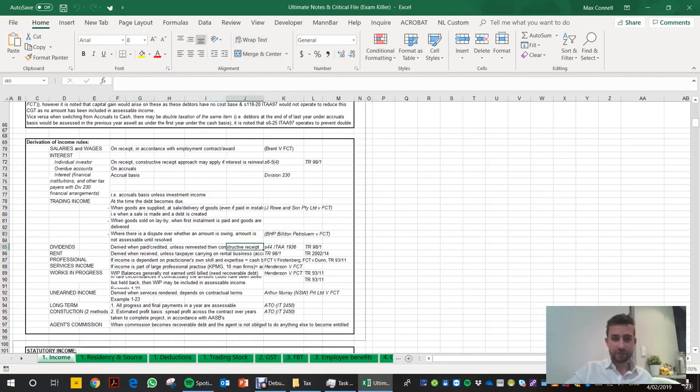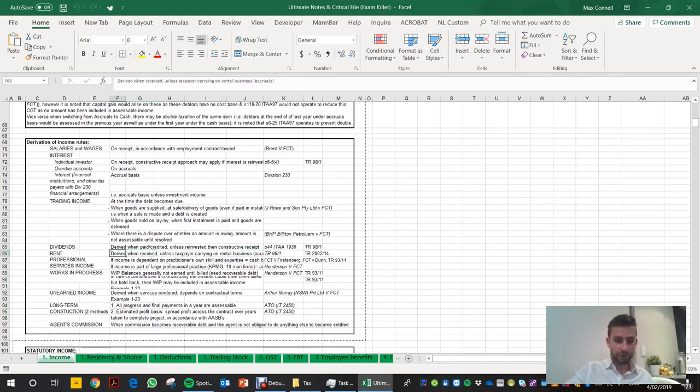What about dividends? Dividends are recognized when paid or credited. The trick is it's not when it's announced, it's when it's actually paid or credited. Unless, of course, it's reinvested. Then it's constructive receipt, which means it's when you instruct them what to do with it. That's section 44 and tax ruling 98/1.